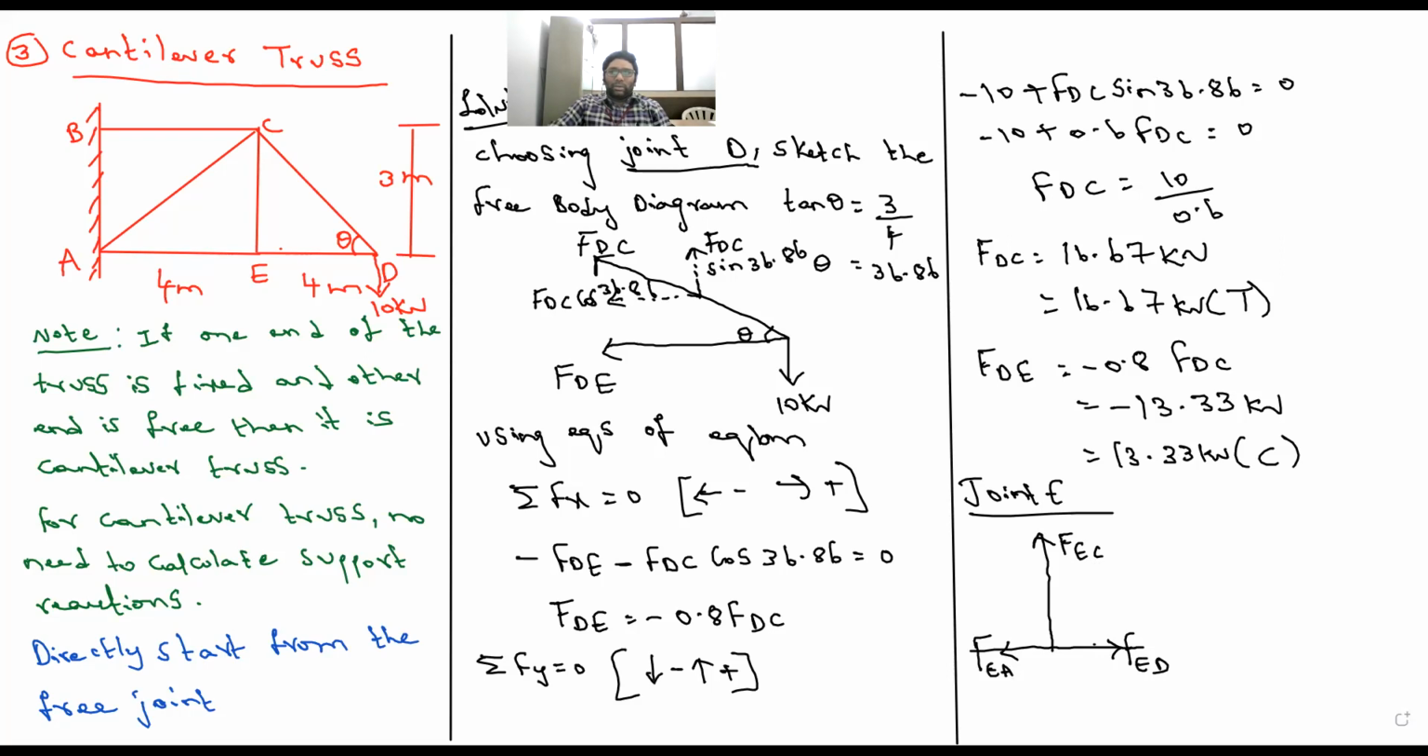Okay. Now what do we know? Sigma Fx is equal to 0. What is this? This is negative, this is positive. Okay. Now what do we have? FEA is equal to FED. How do we know? From joint D, FED is equal to 13.33.